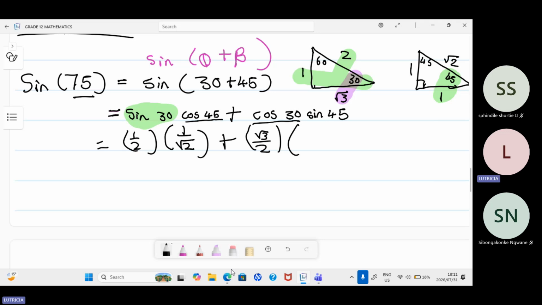So you're gonna multiply these out. It's gonna be 1 over, and then multiply the denominators, 2 root 2, plus root 3 over 2 root 2. Since we have the same denominator, it's easy to add: 1 plus root 3 over 2 root 2.